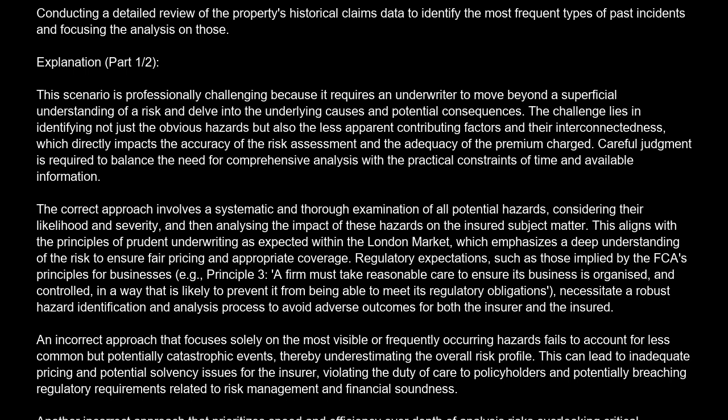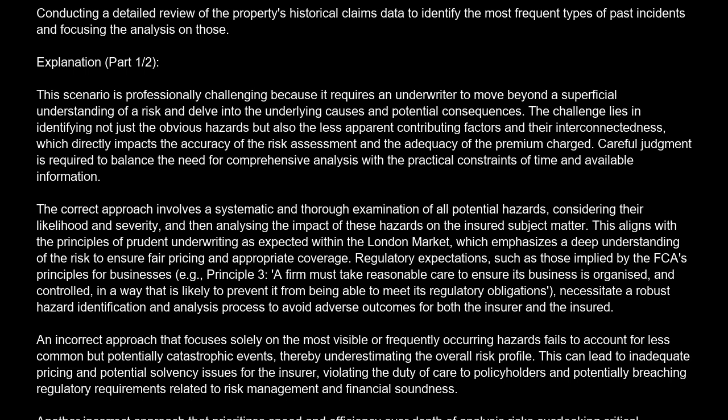Careful judgment is required to balance the need for comprehensive analysis with the practical constraints of time and available information. The correct approach involves a systematic and thorough examination of all potential hazards, considering their likelihood and severity, and then analyzing the impact of these hazards on the insured subject matter. This aligns with the principles of prudent underwriting as expected within the London market, which emphasizes a deep understanding of the risk to ensure fair pricing and appropriate coverage.